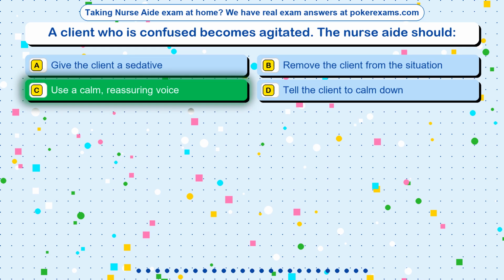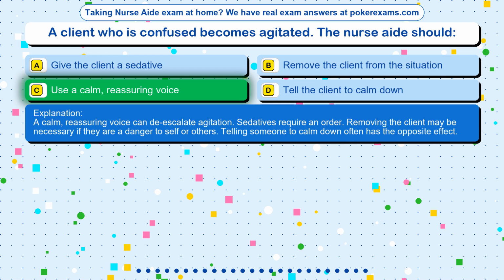The correct answer is option C. Use a calm, reassuring voice. A calm, reassuring voice can de-escalate agitation. Sedatives require an order. Removing the client may be necessary if they are a danger to self or others. Telling someone to calm down often has the opposite effect.